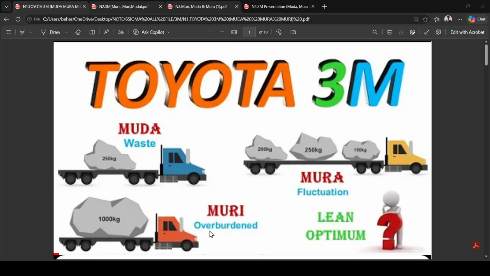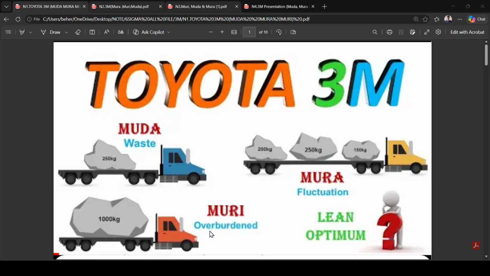In today's video, we are going to understand one of the most important concepts in lean manufacturing called the 3M, like Muda, Mura and Muri. These three terms help us identify inefficiency in any process and improve productivity, quality and safety. Let's understand each one in detail with practical examples. First, let's start with Muda.